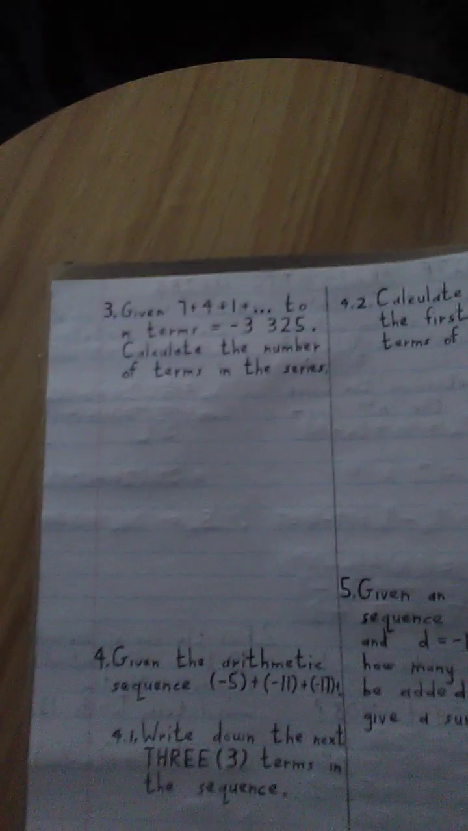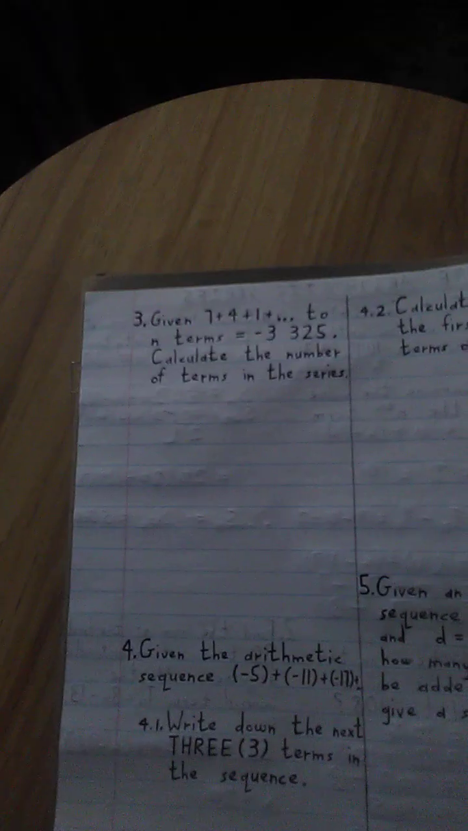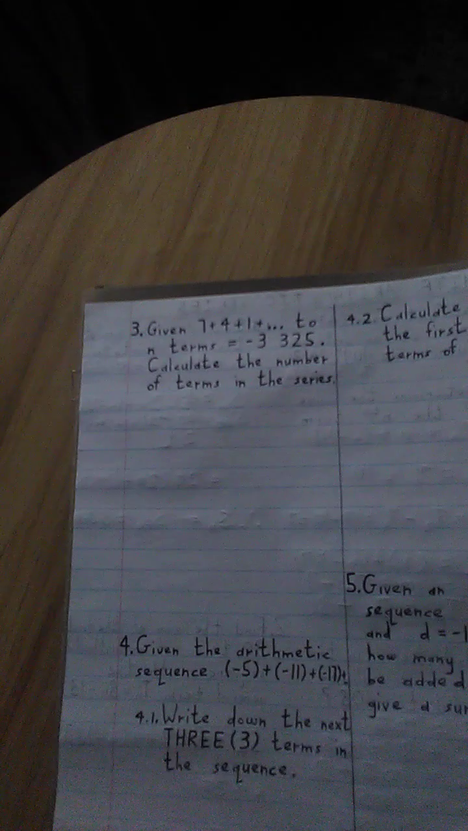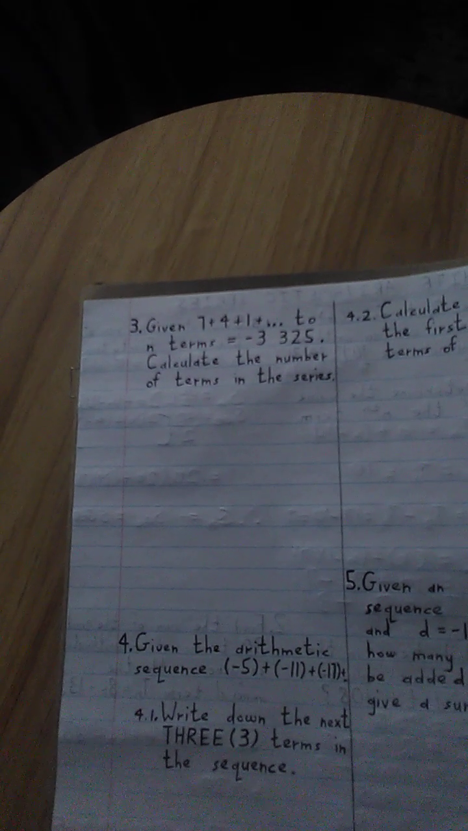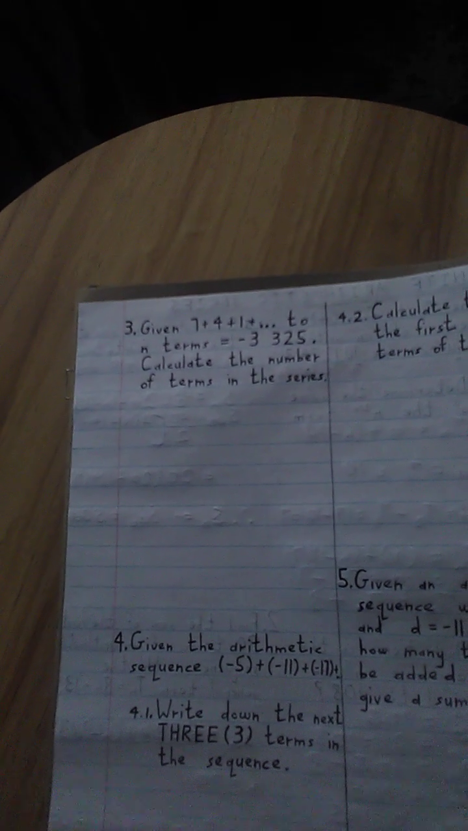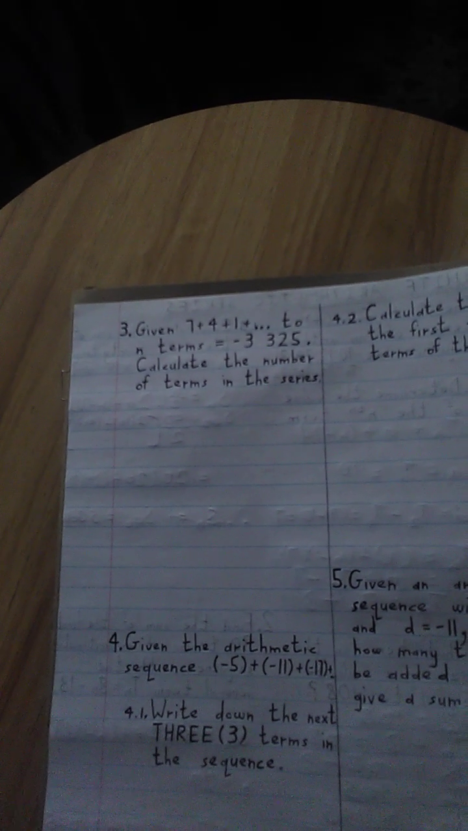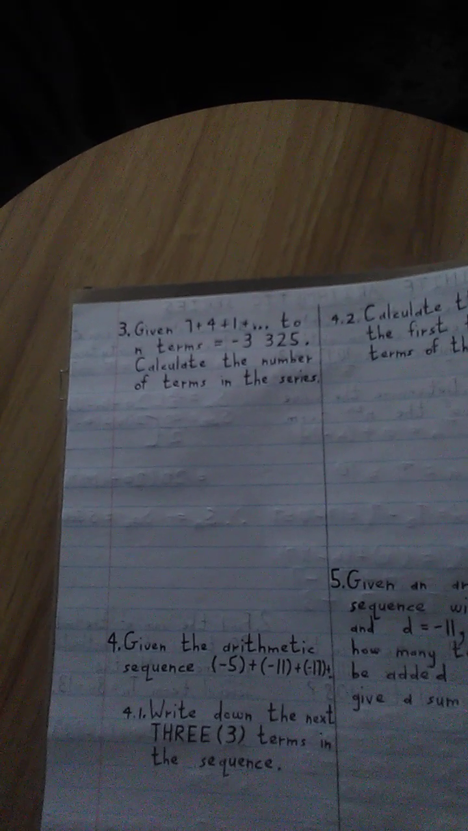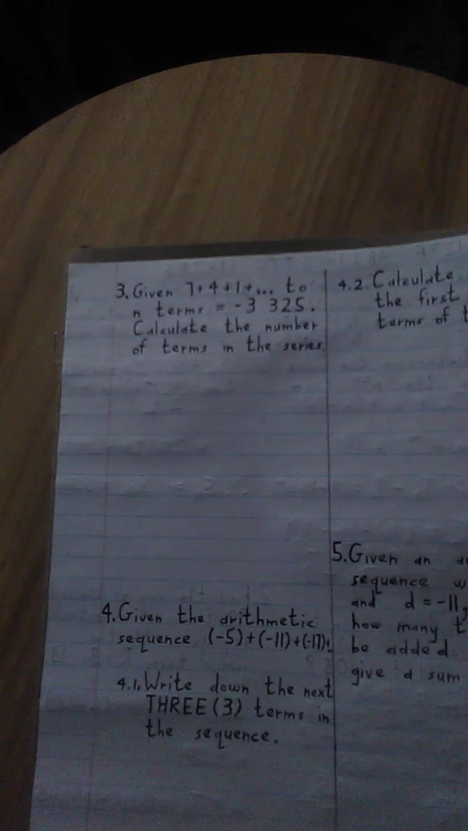Number 3 states: given 7 plus 4 plus 1 plus others in between, 2n terms is equal to negative 3,325. The question states calculate the number of terms in the series. So we know we're dealing with a series, right? So if we're dealing with a series, we know that we have Sn.